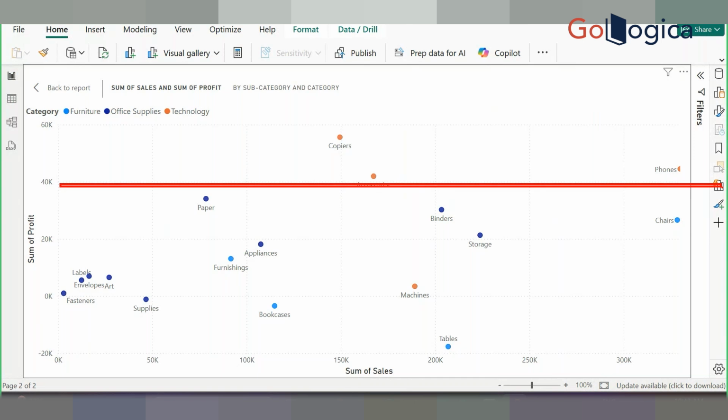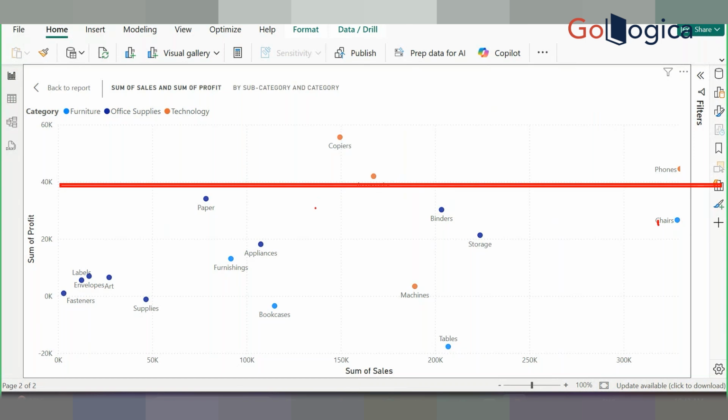We see that when you look at the top three profitable products, all three out of three belong to technology. Phones have done high sales and good profit, but copiers and accessories, even though they have done average or below average sales, are at the top profit wise.